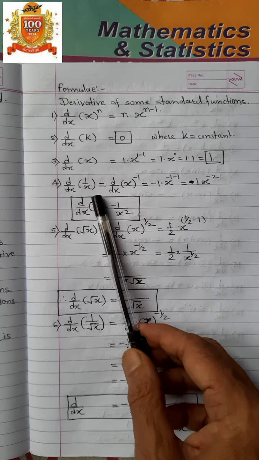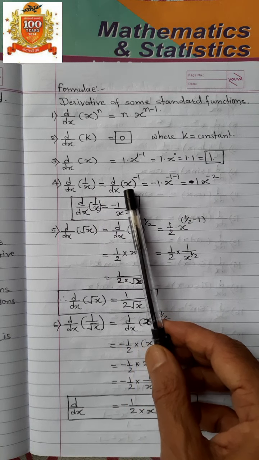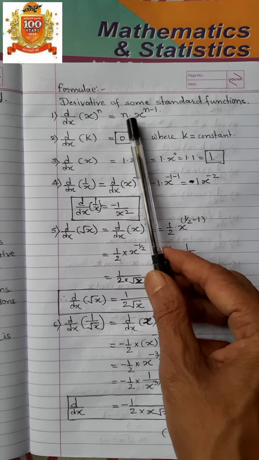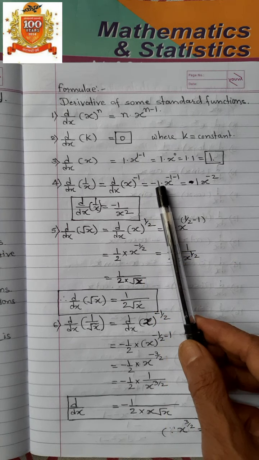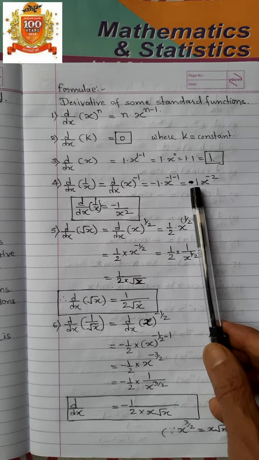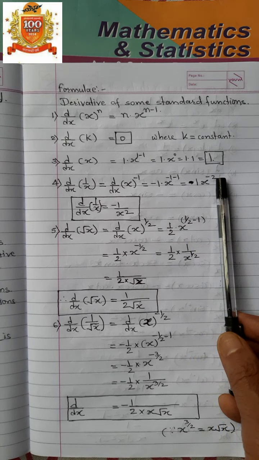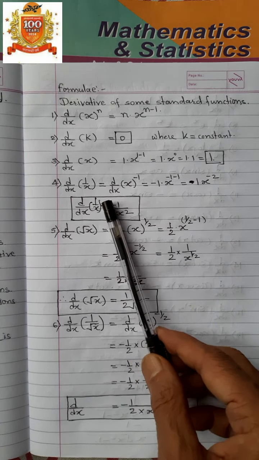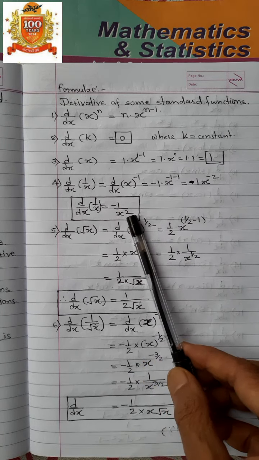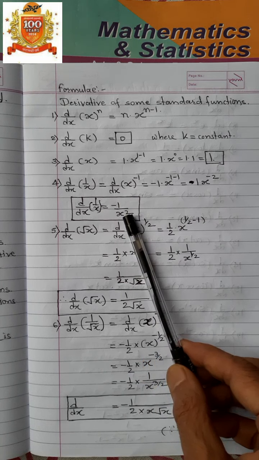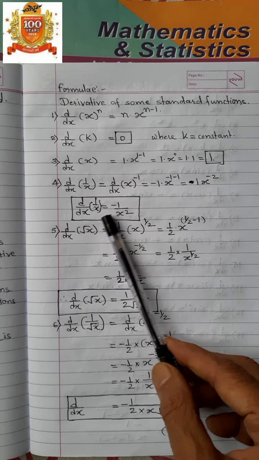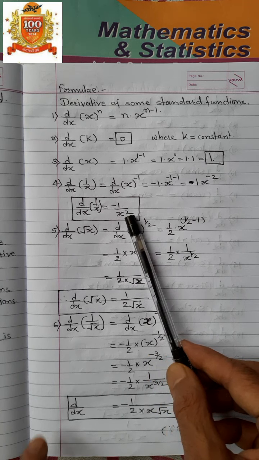d/dx of 1 upon x means derivative of x raised to power minus 1. Now here in this formula put n is equal to minus 1. We get minus 1 into x raised to power minus 1 minus 1. That is minus 1 into x raised to power minus 2. Therefore, derivative of 1 upon x is minus 1 upon x square, because this will come in denominator and power will be positive. Therefore, derivative of 1 upon x is minus 1 upon x square.